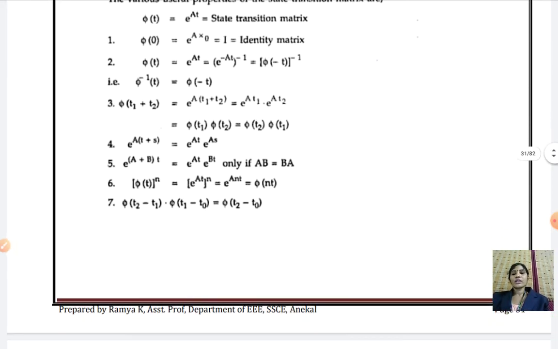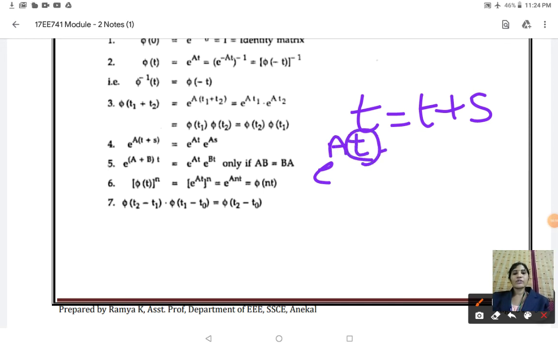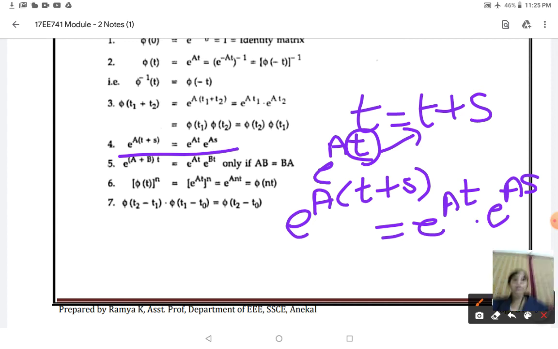Okay. Next one, at time t is equal to t plus s. If you have the time t is equal to t plus s, you will be getting e to the power of at. In the place of t, you have to substitute t plus s. So you will get e to the power of a t plus s, which is equal to e to the power of at dot e to the power of as. So this is the property that is reflecting when t is equal to t plus s.